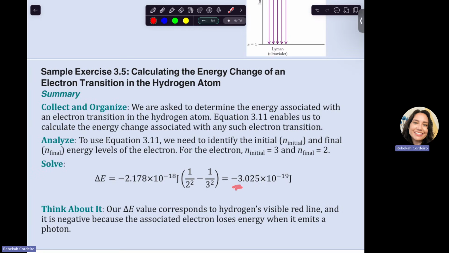So we're losing energy. So it's not that there's negative energy, it's that the energy change is 3.0 times 10 to the negative 19 joules, and the energy change is just in the losing of energy, not the gaining of energy. So the negative sign is just for the direction of energy flow, losing or gaining, not necessarily for negative energy.